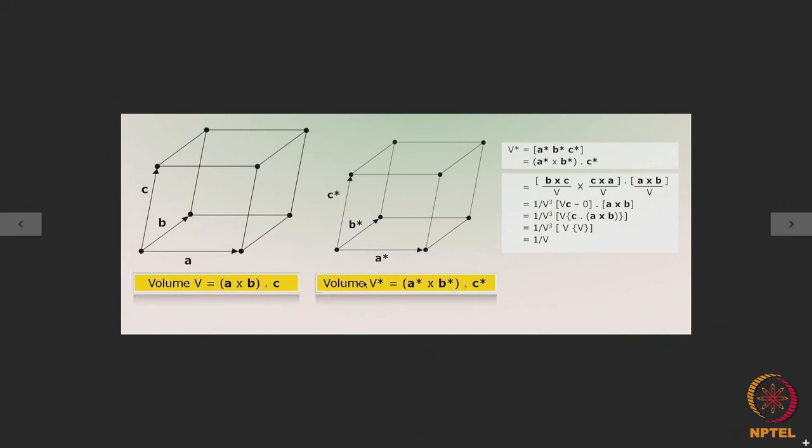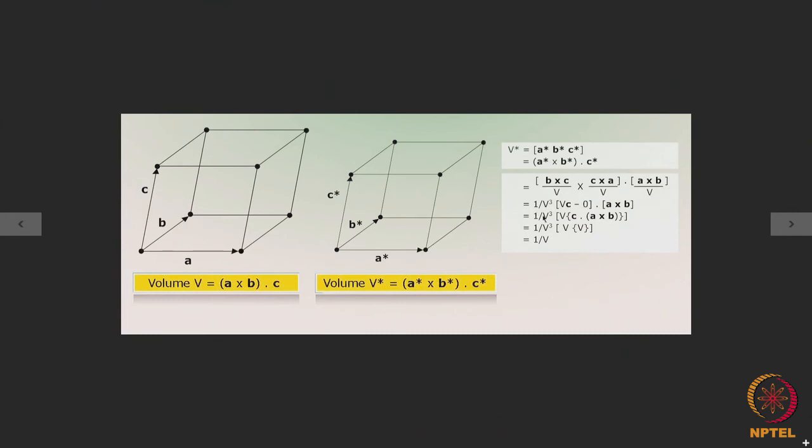So, the volume of the unit cell V star can be written as the cross product A star cross B star and dot product of this with the vector C star. So, easily we can write the volume V star is the box product of the three vectors A star, B star, C star. So, this is equal to A star cross B star dot C star. Now, we know that A star is equal to B cross C by V, and B star is C cross A by V, and C star is A cross B by V.